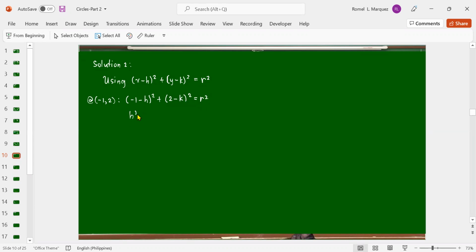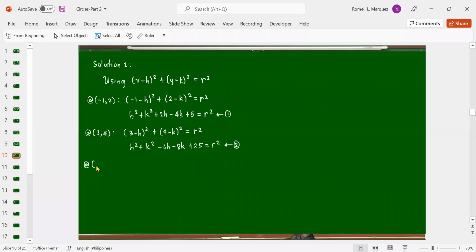Expanding this left side, we get h squared plus k squared plus 2h minus 4k, constant terms 1 and 4, so total of 5. So plus 5 equals r squared. So this is our equation number 1. At the second point, 3, 4, we have 3 minus h quantity squared plus 4 minus k quantity squared equals r squared. Expansion of the left side gives us h squared plus k squared minus 6h minus 8k, 9 plus 16, that is 25, equals r squared. So this is equation number 2.